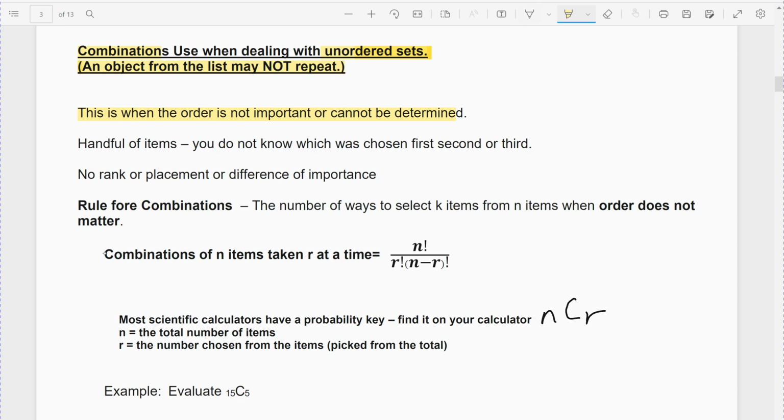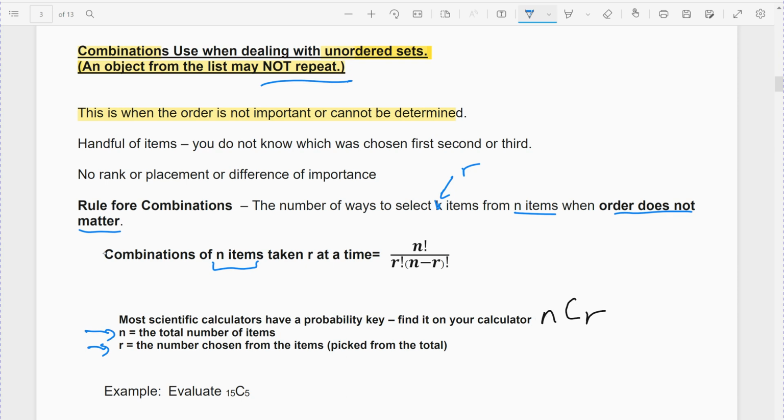All right, when you have a rule, and I do have a typo here, the number of ways you select K, this should be R. The number of ways you select R items from N items, when order does not matter, but again, you cannot pick the same one twice, so no repeats. So for combinations, you start with N items, which is the total number of items. R is how many you're selecting from that total number of items.